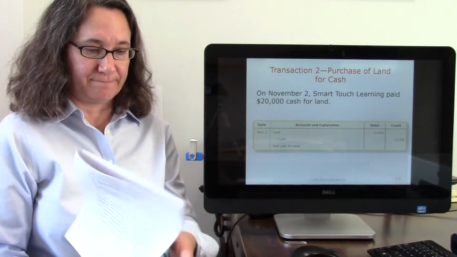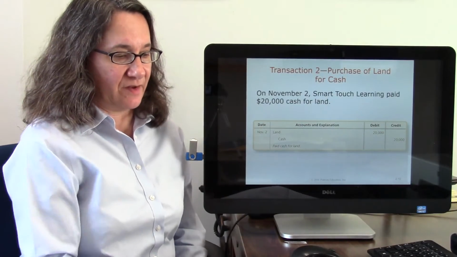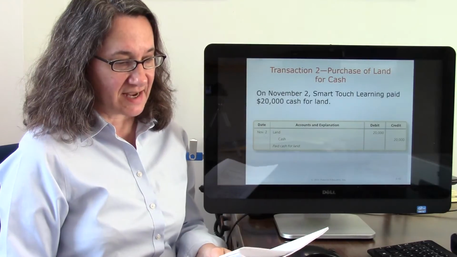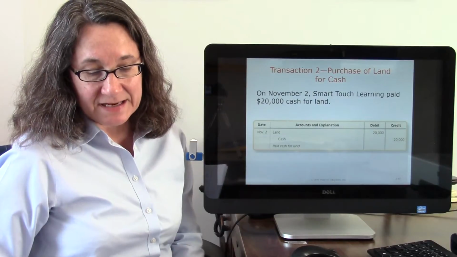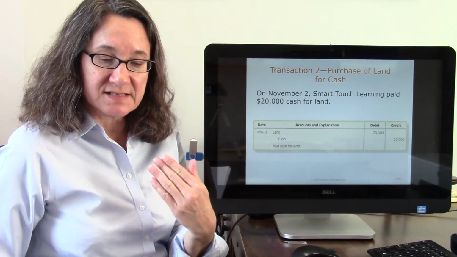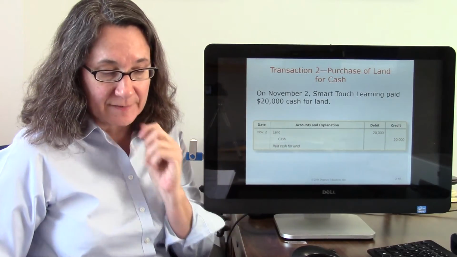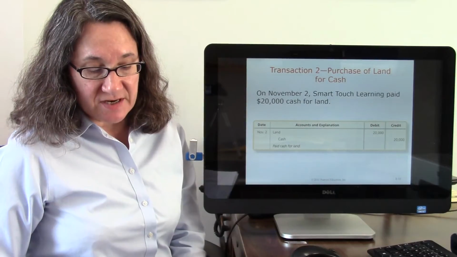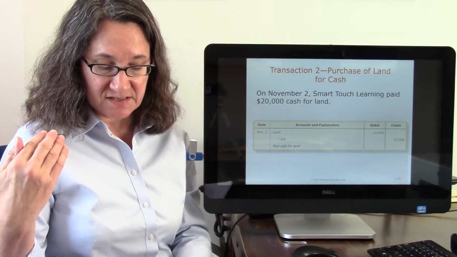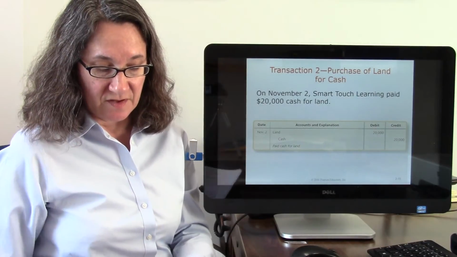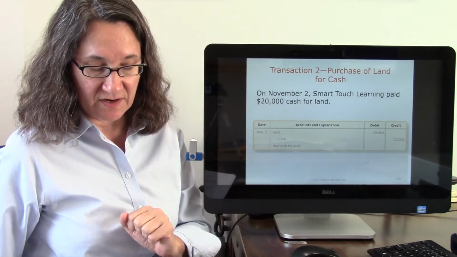Let's look at another one. All right. So now we got some cash at our company, we're going to purchase some land. Alright, so the next transaction, in this transaction the two accounts involved are land and cash. So in this case we're purchasing some land for $20,000. Cash is decreased because Smart Touch Learning paid cash for the asset. Land is increased, so we debit the land account. The accounting equation is still in balance because land was increased with a debit and cash was decreased with a credit of the same amount.